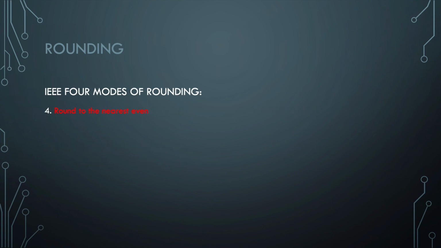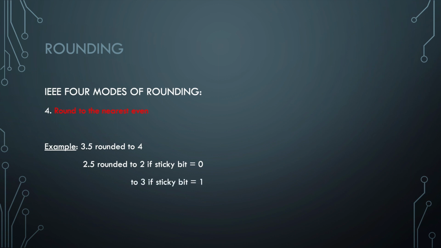The last mode of rounding is rounding to the nearest even. For example, 3.5 is rounded to 4, but 2.5 could be rounded to 2 or 3, depending on the sticky bit. If the sticky bit is equal to 0, we round it to 2, and if it's equal to 1, we round it to 3.